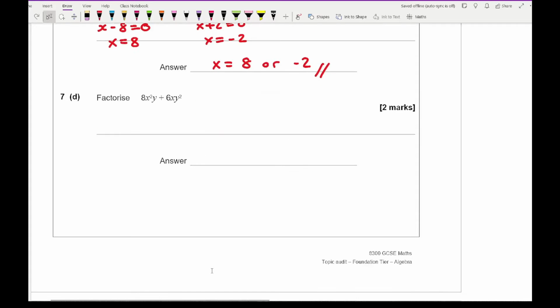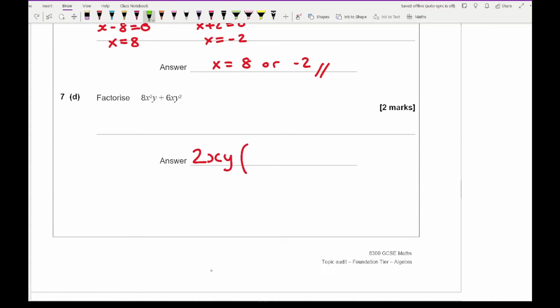Then moving on to 7d, it says factorize. We've got numbers, we've got x's, and we've got y's in each term. Now with the numbers, you want to take out the highest common factor. With the letters, you want to take the lowest power out. So here, looking at 8 and 6, the biggest number that goes into 8 and 6 is going to be 2. The smallest power of x that both of these two things have got is x, and the lowest power of y that both terms have got is a single y. So that's what goes outside the bracket.